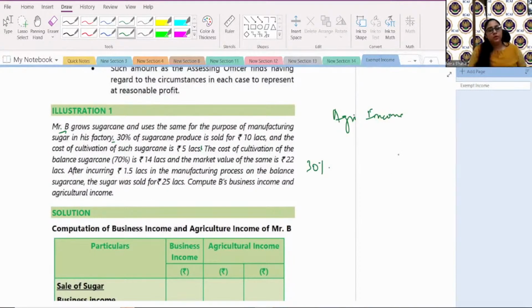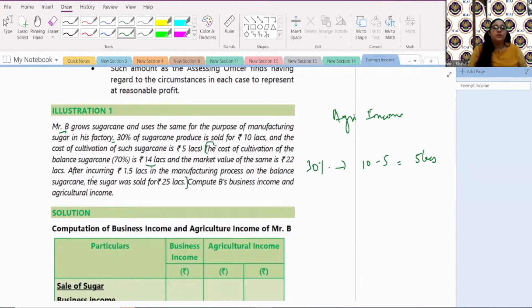Its income part, how much is it? Sale price minus cost. So 10 lakhs minus 5 lakhs, 5 lakhs. This is my agricultural income. Okay. Now next part. The cost of cultivation of the balanced sugarcane is 14 lakhs, and the market value of the same is 22 lakhs. After incurring 1.5 lakhs in the manufacturing process on the balanced sugarcane, the sugar was sold for 25 lakhs.